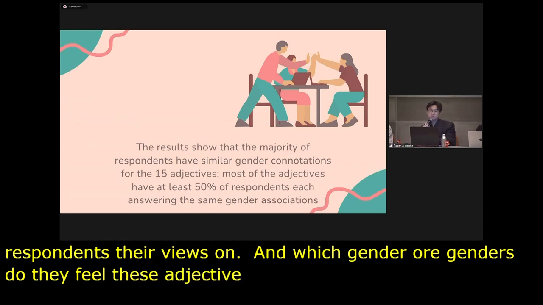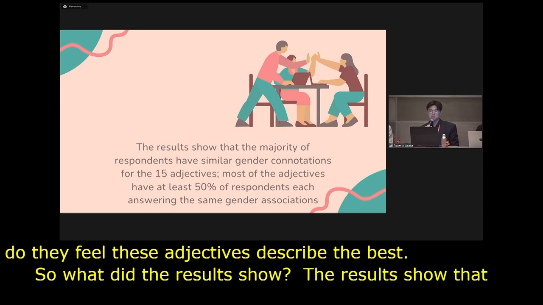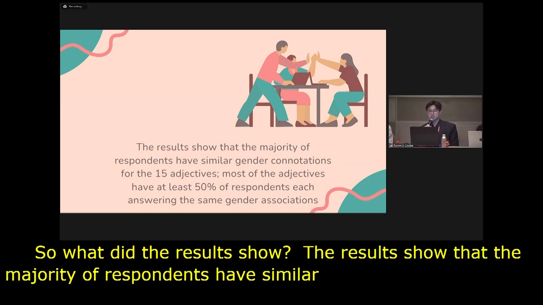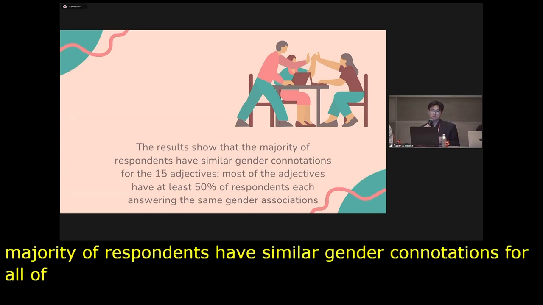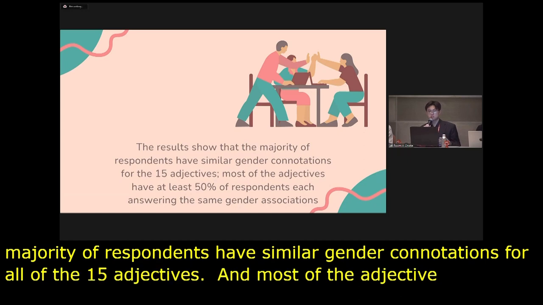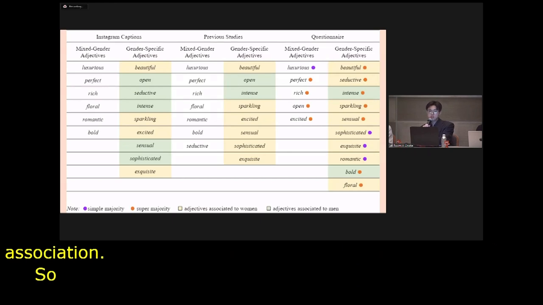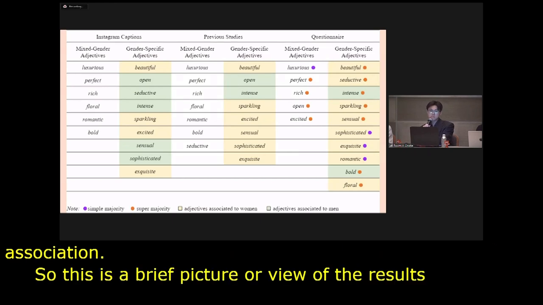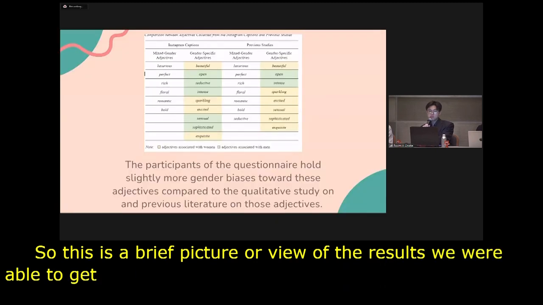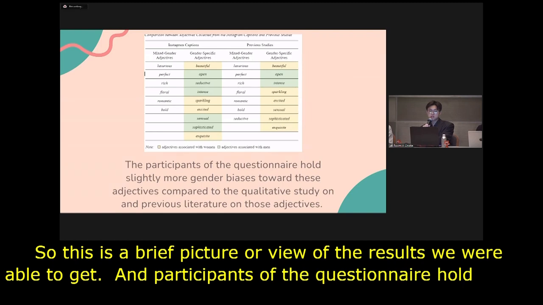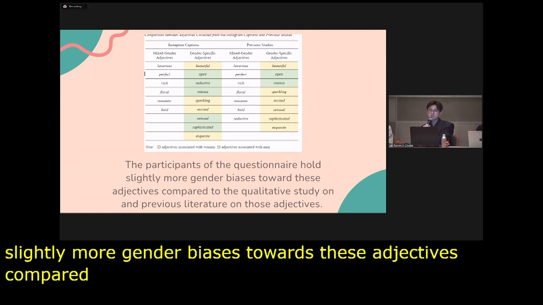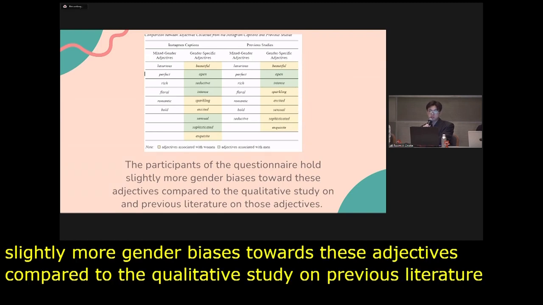So what do the results show? Well, the results show that the majority of respondents have similar gender connotations for all of the 15 adjectives, and most of the adjectives have at least 50% of respondents each answering the same gender association. So this is a brief overview of the results that we were able to get. And the participants of the questionnaire hold slightly more gender biases towards these adjectives compared to the qualitative study on previous literature that my team and I read through.